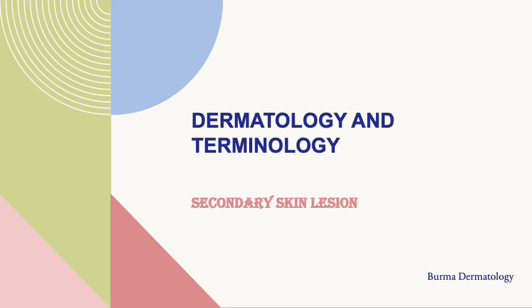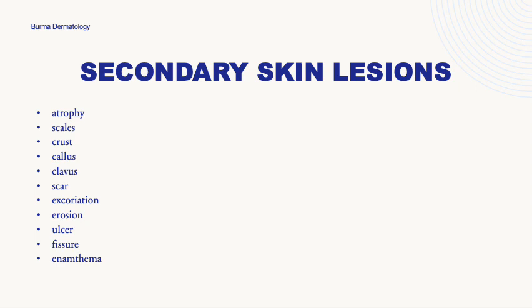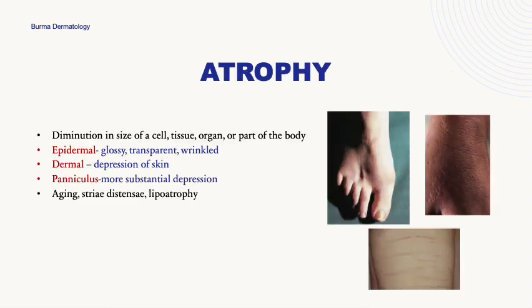Welcome to Bama Dermatology. In today's video, I'd like to talk about the secondary skin lesions and their terminology in dermatology. How to describe skin lesions has already been talked about in my previous videos. Here, I would like to talk about the secondary skin lesion, which is an eruption that appears after the primary skin lesion. These are the examples of secondary skin lesions, which will be explained in the following slides.